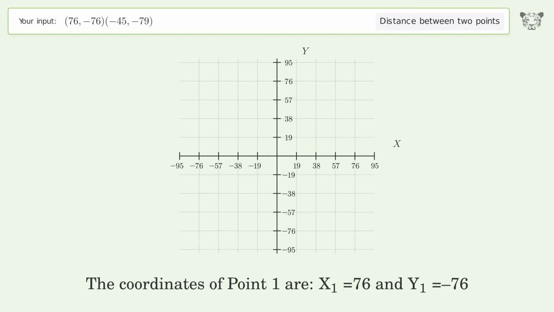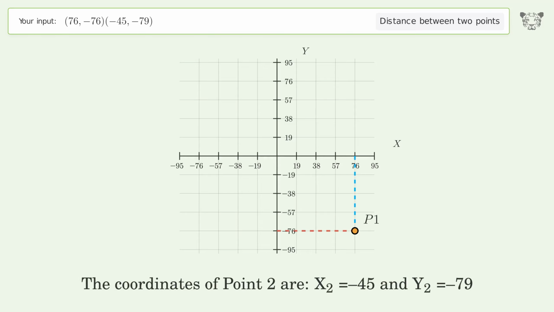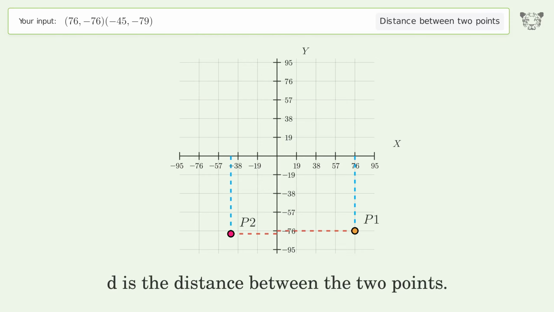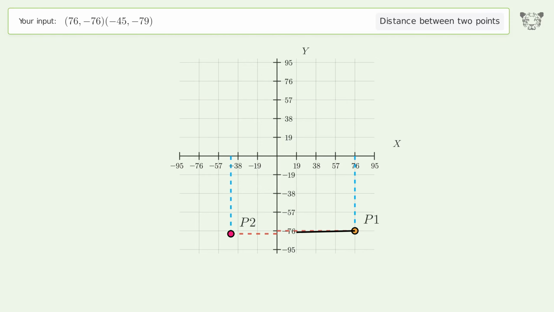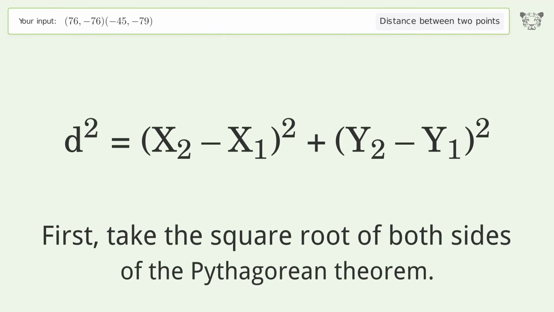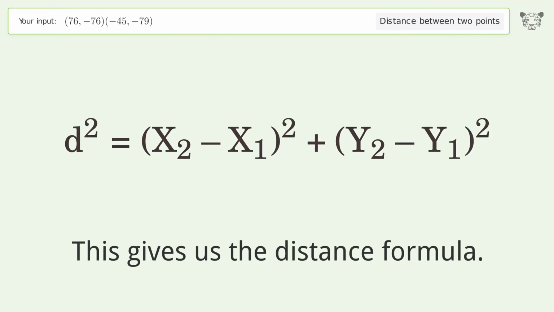The coordinates of point 1 are x1 equals 76 and y1 equals -76. The coordinates of point 2 are x2 equals -45 and y2 equals -79. D is the distance between the 2 points. First, take the square root of both sides of the Pythagorean theorem. This gives us the distance formula.